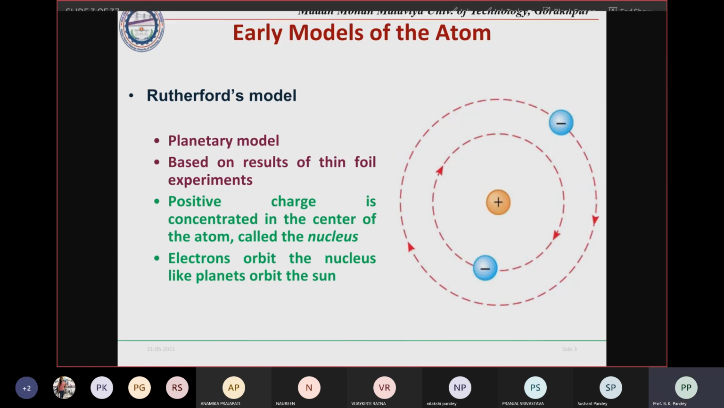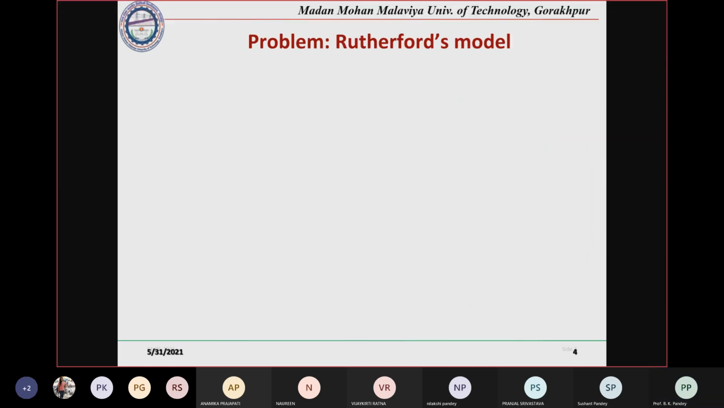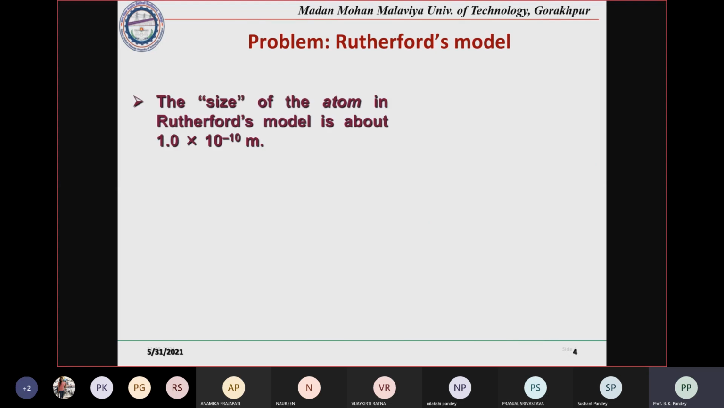So friends, what was the problem with the Rutherford model? What was the problem? Can anybody tell me what was the problem with Rutherford's model? No, you're not telling me. Anyway, you might not know what the problem with Rutherford's model was.